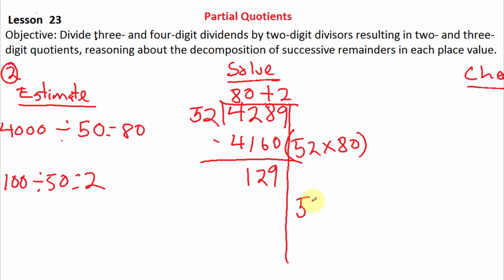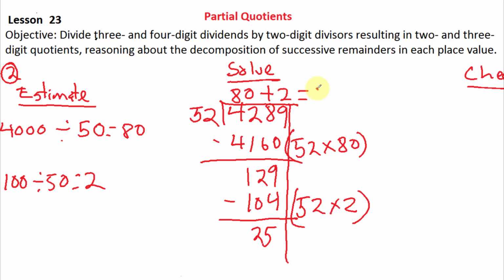I have 52 times 2, which equals 104. We subtract that, and I am left with 25. Well, 25 is less than 52, so I am done dividing, and 25 is my remainder. 80 plus 2 equals 82, with a remainder of 25.